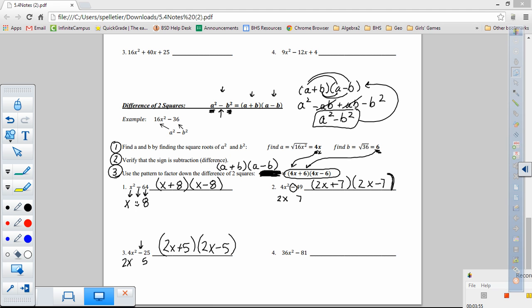Does it matter whether the first one's positive and the second one's negative, or the first one is negative and the second one is positive? No. What matters is that one of them is positive and one of them is negative. So if you're reading them in the opposite order, that's fine.